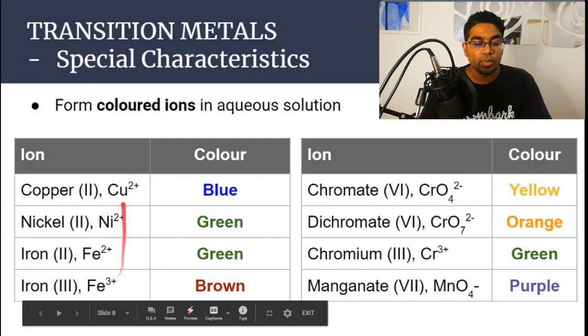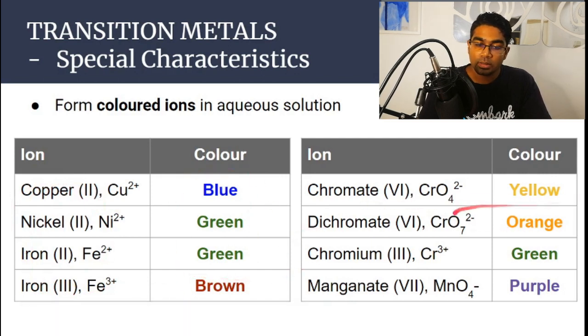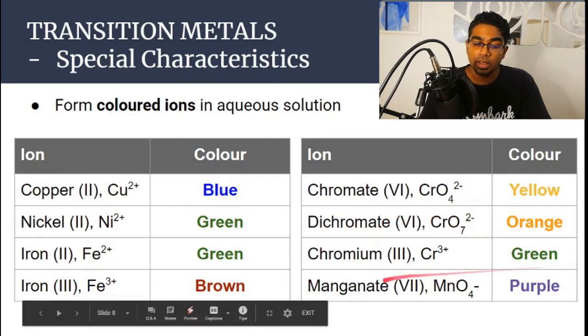Now these are very popular ions that are used in the lab, so it is good for you to be familiar with these colors. And then we have our chromate. Chromate is yellow in color, dichromate is orange, chromium 3 is green, manganate is purple. These are important as well, and they will be studied more when we study oxidation. If you want to learn about oxidation, the link is at the corner.